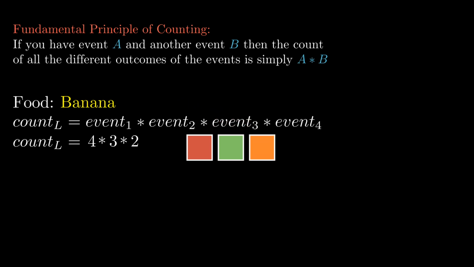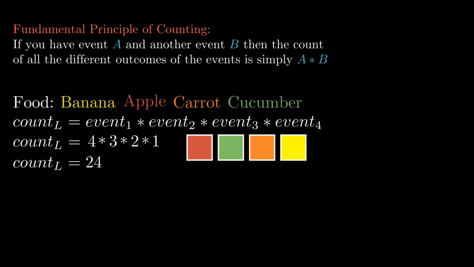Finally, there's only 1 choice, times 1 for the last event, and we grab the banana. So that's one way we could have eaten them. If we want to know all the different ways, we simply multiply how many options we had at each stage. 4 times 3 times 2 times 1 equals 24 different ways. Here they all are.